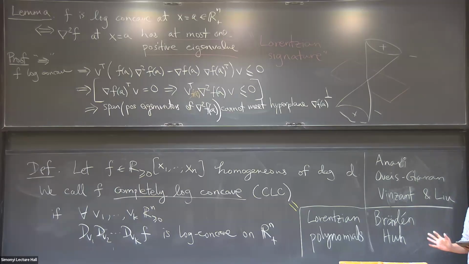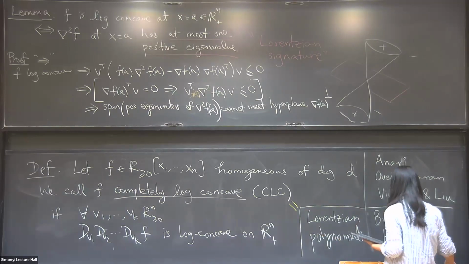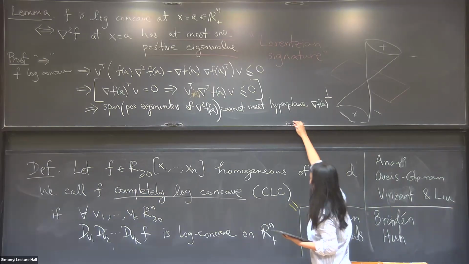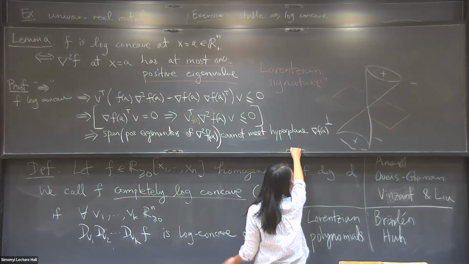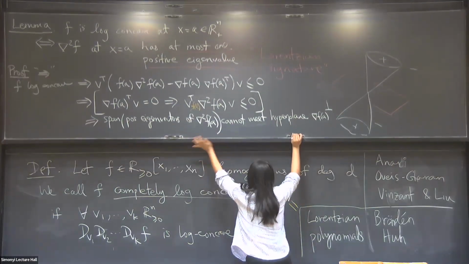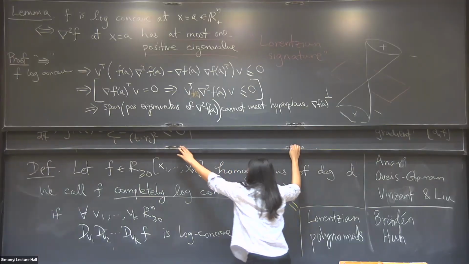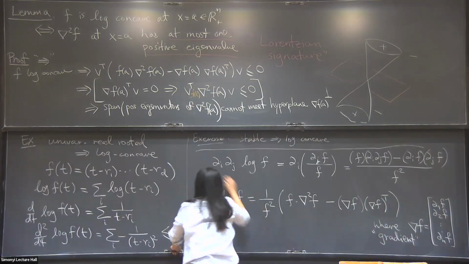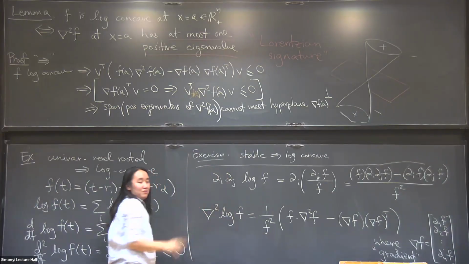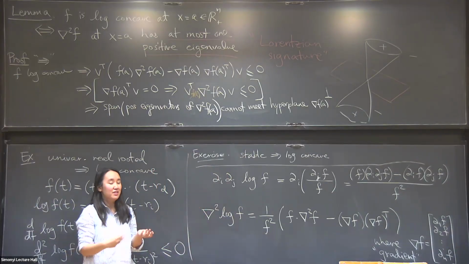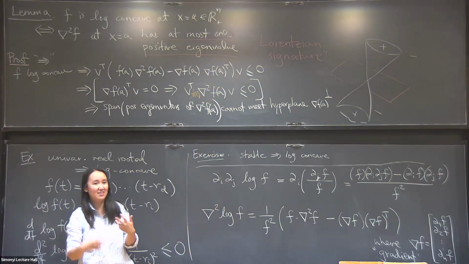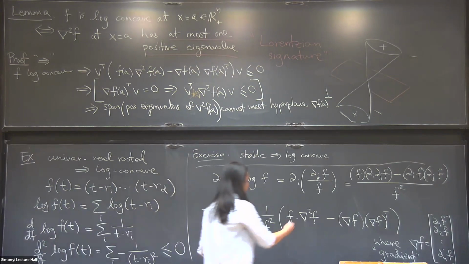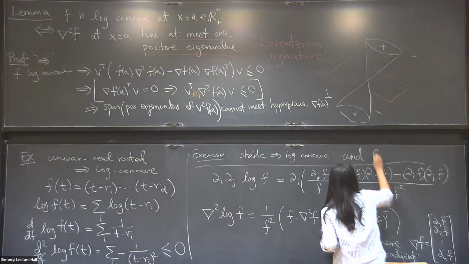So stable polynomials are completely log-concave, or Lorentzian, because I mentioned earlier that stable polynomials are log-concave, and the derivatives of stable polynomials are again stable. So they are again log-concave and so on. So stable polynomials are log-concave and completely log-concave as well.